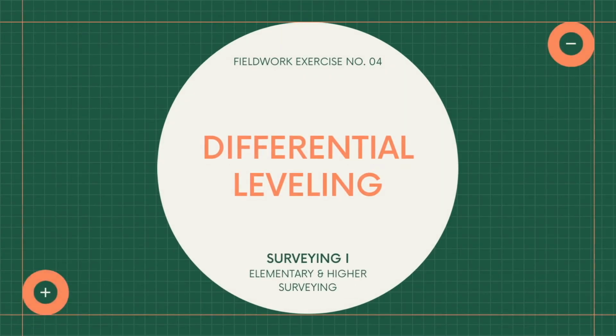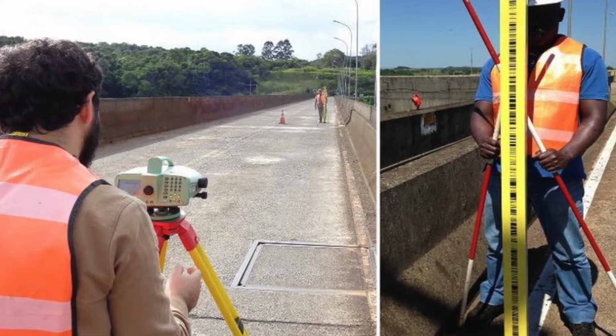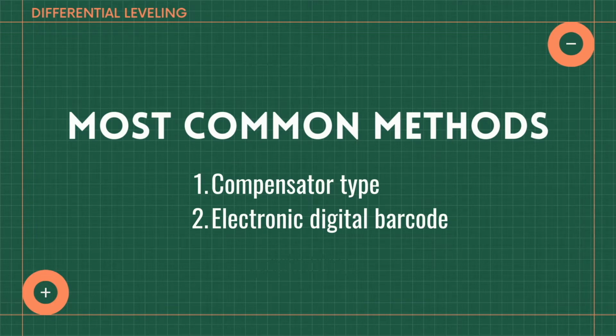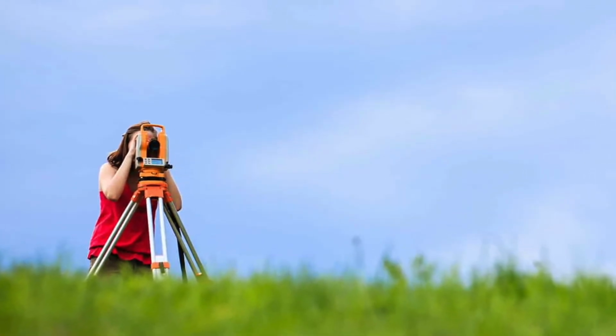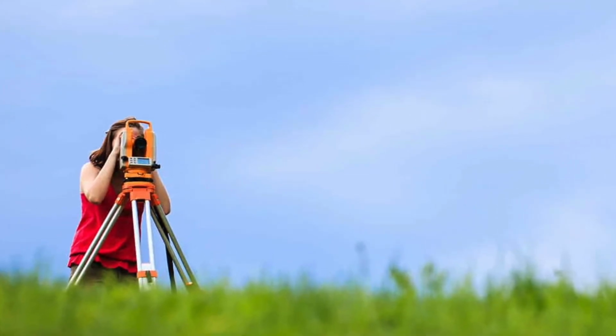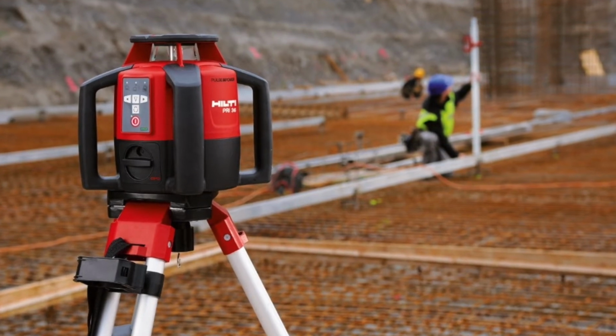Differential leveling is the process of measuring vertical distances from a known elevation point to determine elevations of unknown points. The most common methods to determine elevation are through the use of 1. A compensator type, automatic, and level rods, and 2. An electronic digital barcode leveling instrument with barcode rod. A thorough knowledge of leveling principles and proper application of methods and equipment will prevent costly delays and generate the needed results in accuracy.